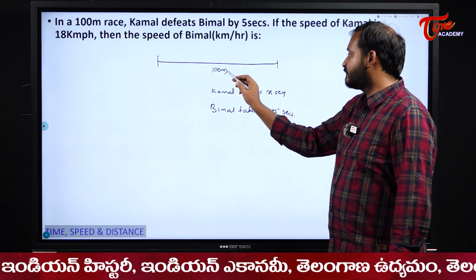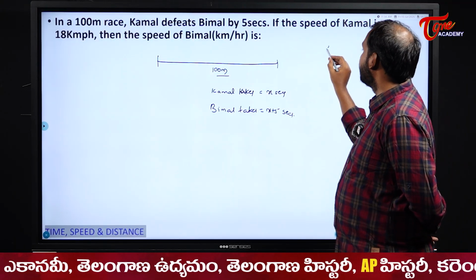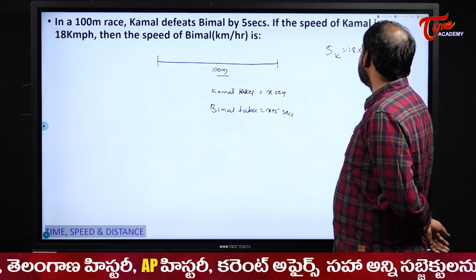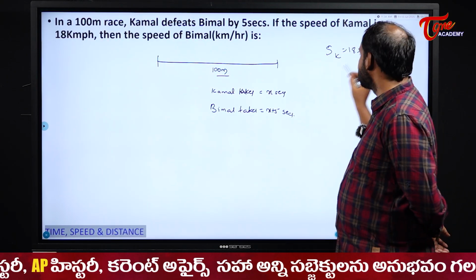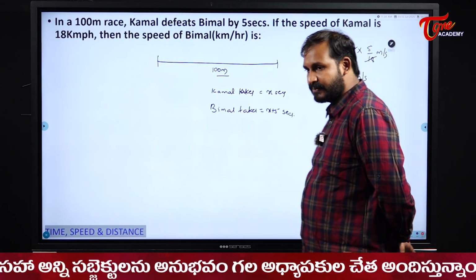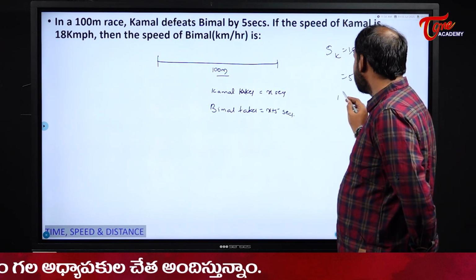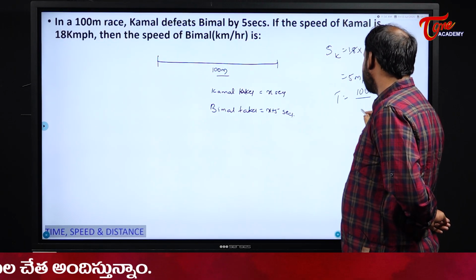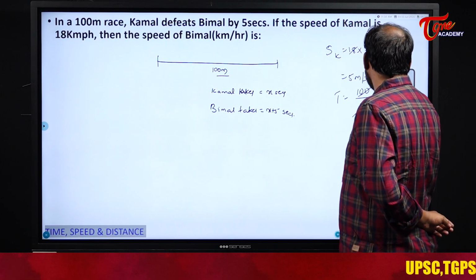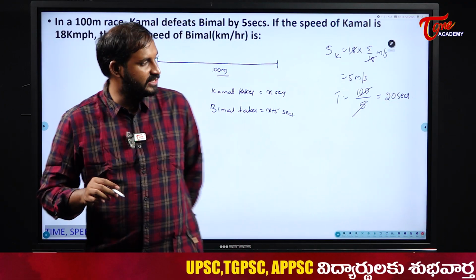Speed of Kamal is 18 km/h. Now see here students, meters, seconds. So my suggestion is, first of all, speed of Kamal 18 into, if I convert it into meters per second, it becomes 5 by 18 meters per second. 18 gets cancelled. So the speed of Kamal is 5 meters per second. Now the time taken by Kamal to cover the 100 meters is distance by speed, that is 100 by 5. His time will become 20 seconds. Kamal is going to finish the race in 20 seconds.